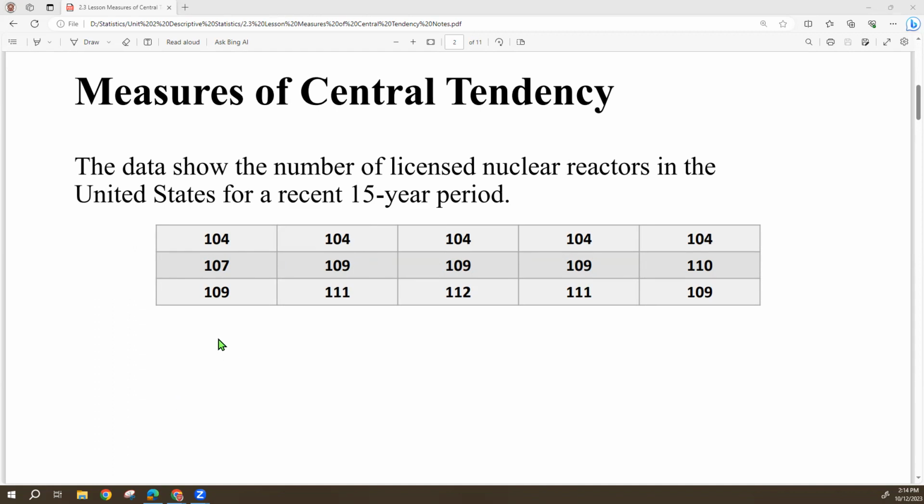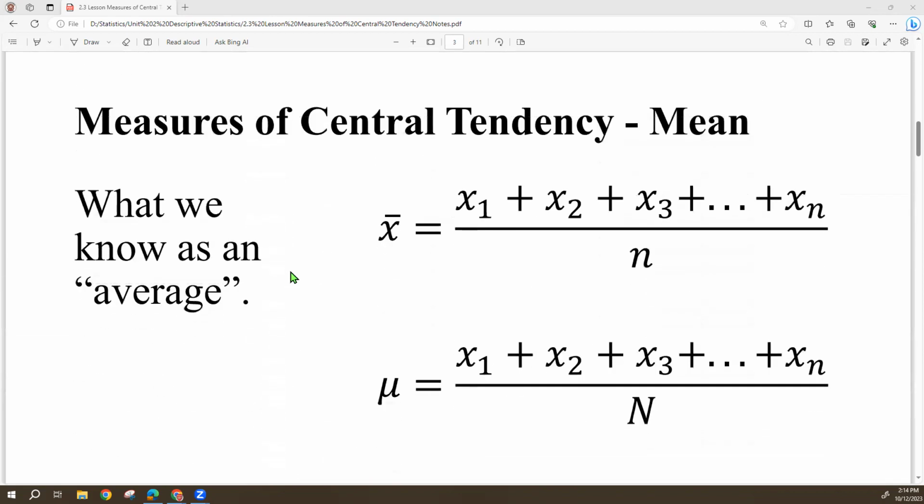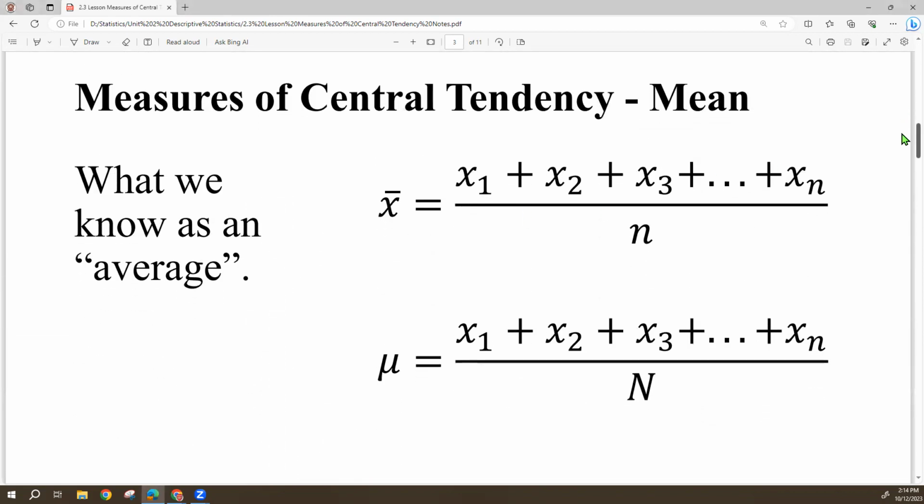So hopefully you have the data in an Excel file. And now we can start talking about finding the different types of middles of this data set. The first measure of central tendency is the mean. This is what we know typically in school as an average. It's where we add all of our values, and then n is the number of data points.